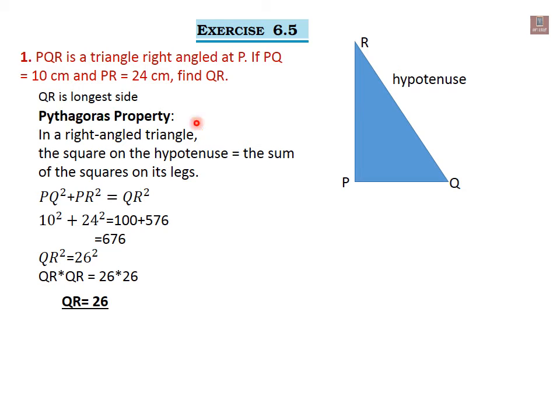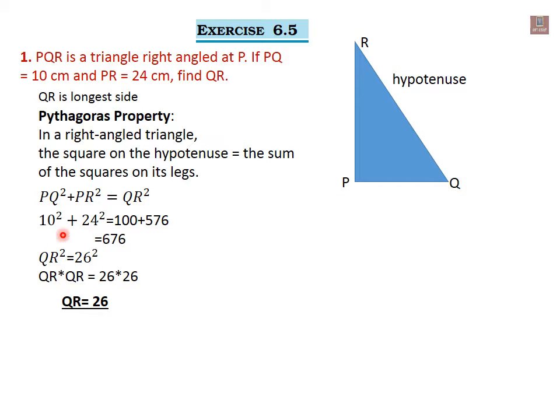So, what does Pythagoras property say? The longest side square or hypotenuse square is equal to PR square plus PQ square. PR square plus PQ square is equal to QR square, hypotenuse square. This is called Pythagoras property. The square of the hypotenuse is equal to the sum of the squares on its legs.